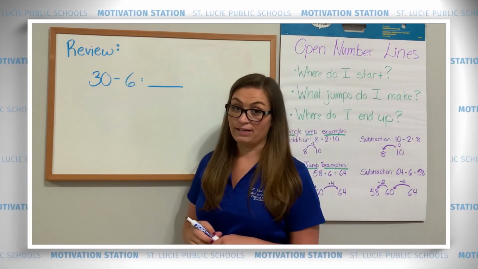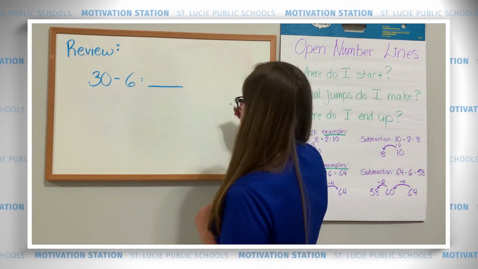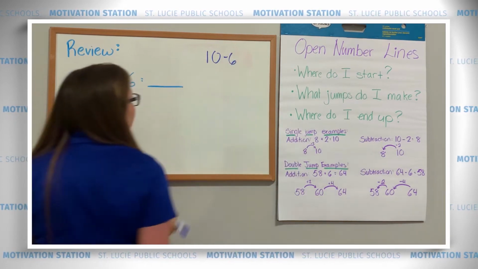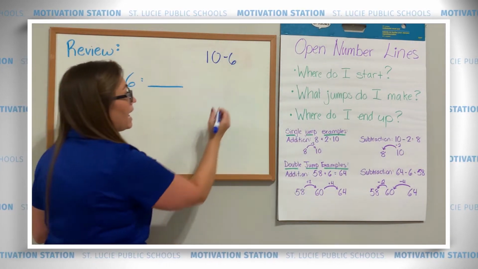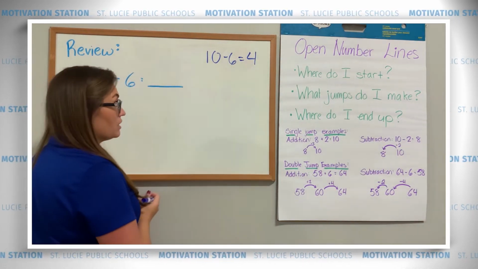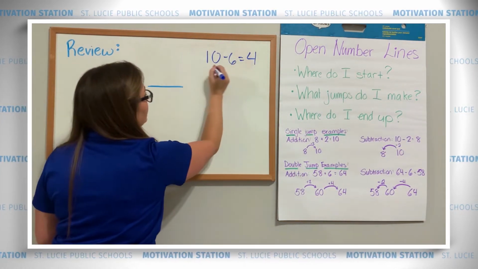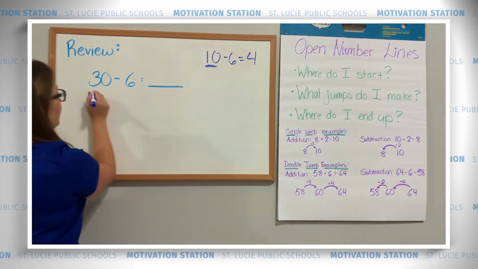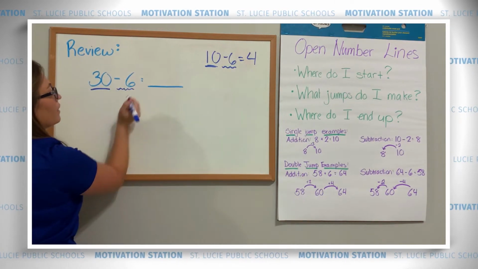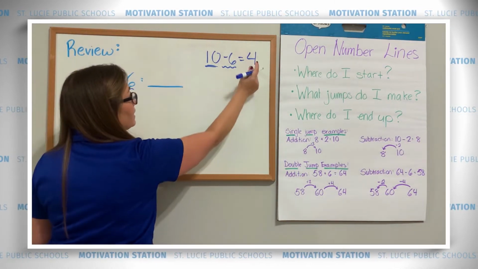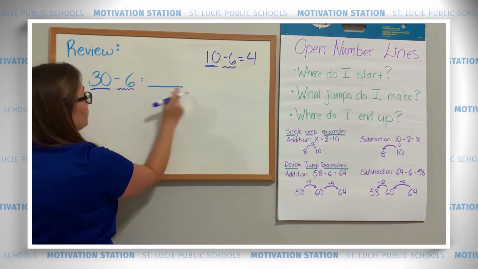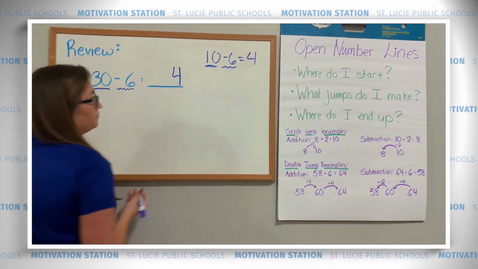To solve 30 minus 6, we first think about the problem 10 minus 6. Now, we know that 10 minus 6 equals 4. The pattern we used yesterday tells us that when we're subtracting from a multiple of 10, like 30, and we're subtracting the same number, here 6, then our ones place is going to end in the answer for this one. So 10 minus 6 is 4, so my number here is going to end in 4.